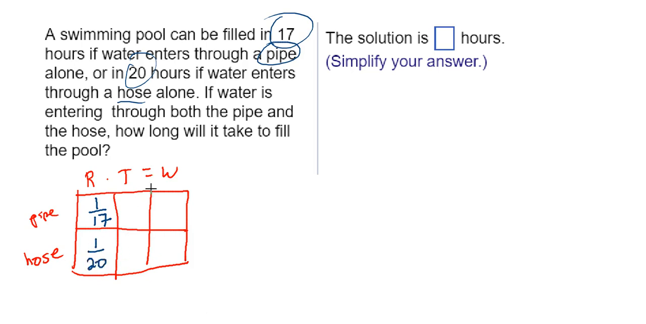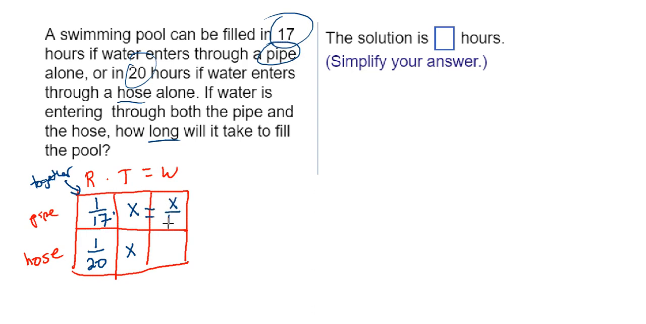And the time it's going to take for them working together. So remember, this table is for when they're working together. We're being asked that, right? We don't actually know how long it's going to take. That's what we want to find out. So we're going to call that X. So the pipe will be working for X hours, and the hose will be working for X hours. Because again, they're working together side by side at the same time. They're both putting in the same amount of time, right?